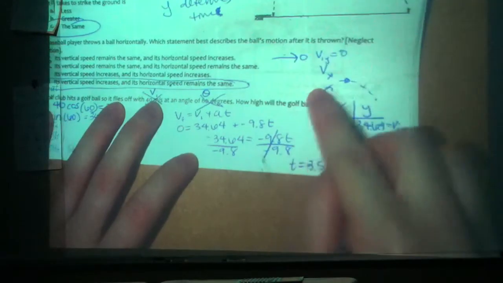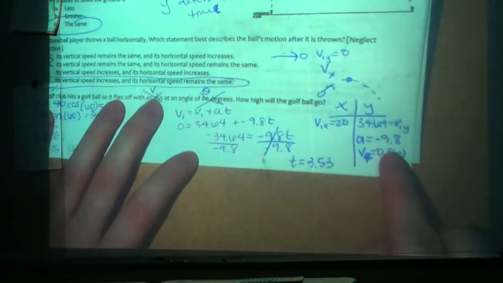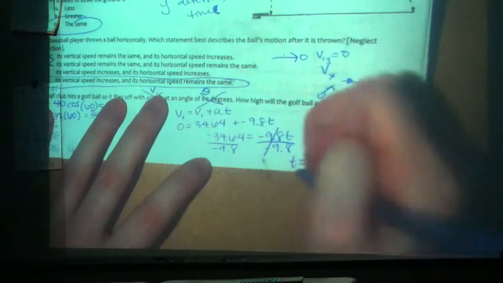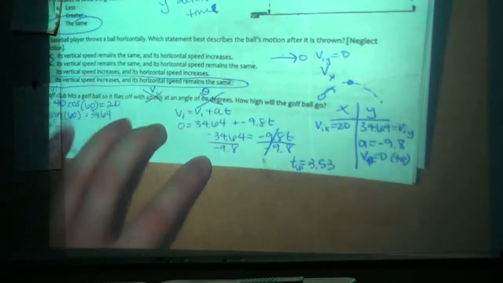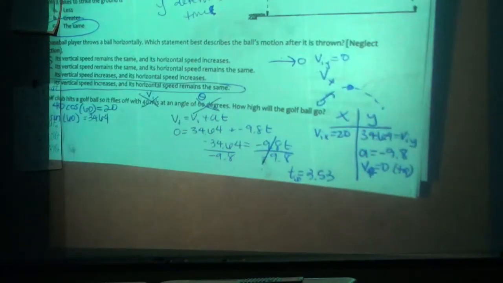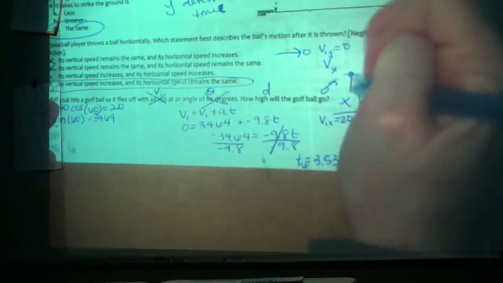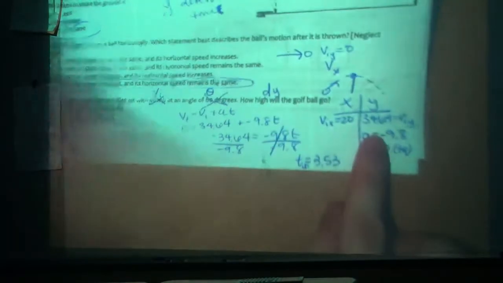Now that's the time it takes for the y velocity to go to 0, which is the time it takes to go to the top, so I'm going to call that t up. And then we're looking for how high the golf ball will go. Well, that's a distance. How high is technically the y distance. So now we're going to use y values. We have time now, so we have VI, A, VF, and time.